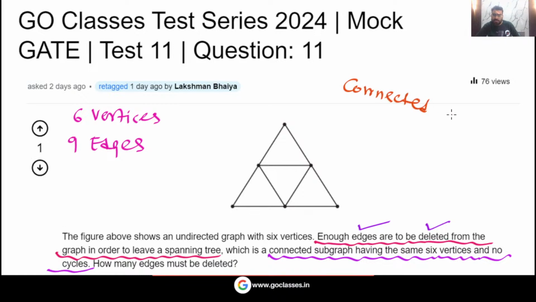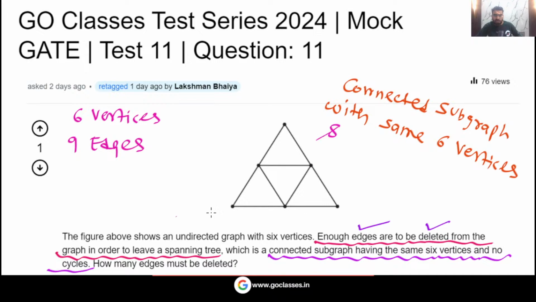We should get a connected subgraph which has the same 6 vertices. You cannot delete a vertex. Is this clear? You must get a connected subgraph with the same 6 vertices and no cycle. So we have to delete only edges. How many edges must be deleted so that we get a connected graph with no cycle, and you cannot delete any vertex?